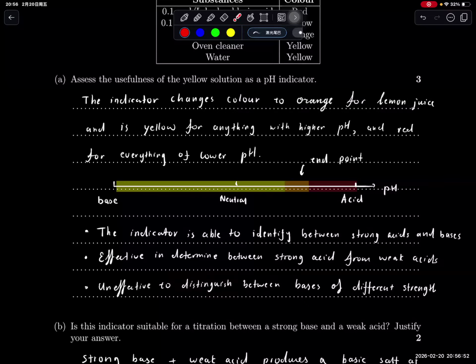However, it is ineffective if you have a strong base and a weak base, right? They will just be yellow anyway. You cannot distinguish between them. Or you have strong base and neutral, or weak base and neutral. See, this is a limitation. Make sure to write that down as well.